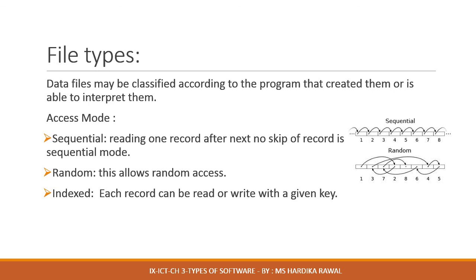First one is sequential. Reading one record after another, no skipping of records is allowed in sequential mode. If we have to play the 9th song, then we will have to listen to the first 8 songs compulsorily before reaching the 9th song. Next is the random approach. Here we can access any file randomly. There is no particular sequence or order maintained.